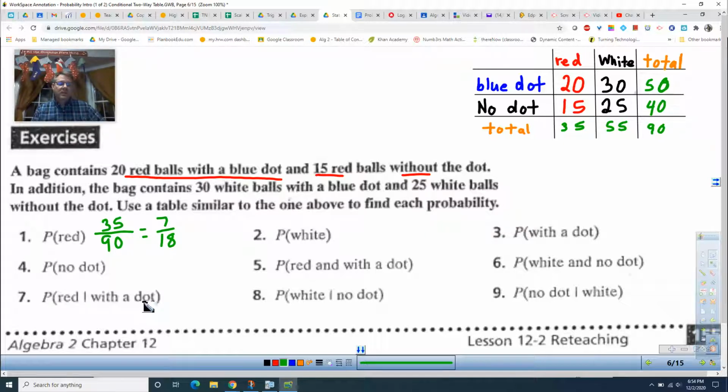So what this says is this: we know it has a dot, don't we? So what we're going to do is we're going to say has a dot. So that means that's the only thing in consideration as we get to look at it. So what's the probability that we get a red one knowing that it has a dot? So that's going to be 20 out of 50. Okay. So 20 out of 50 there.